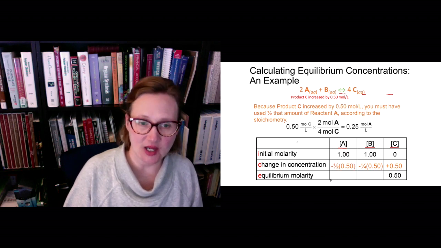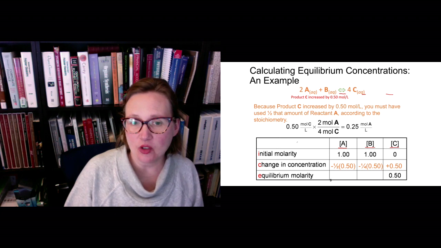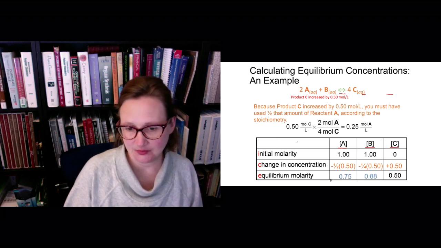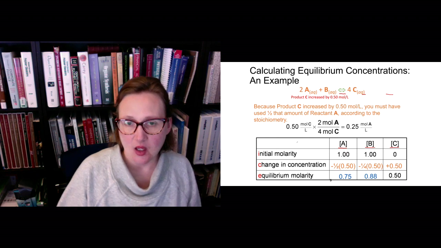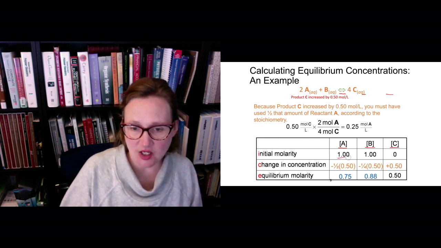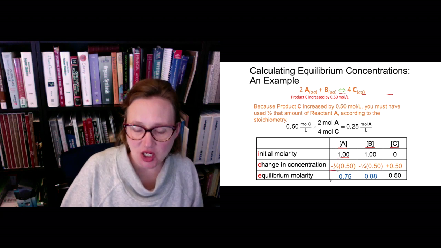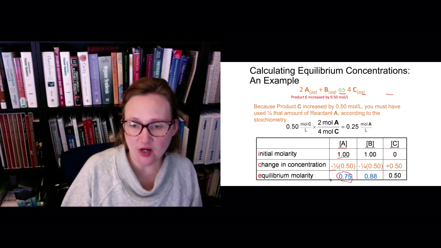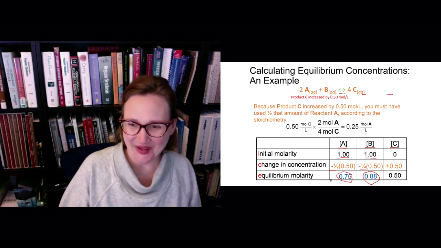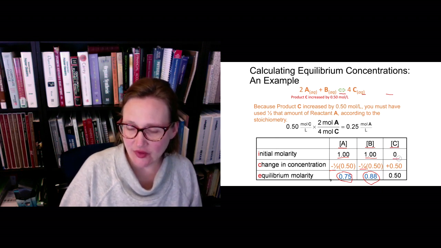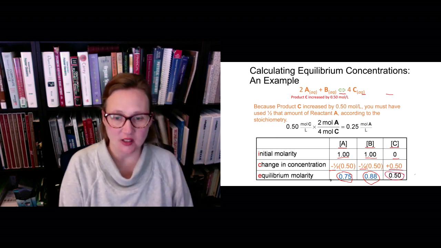All right, so then let's look at C. So if we have 0.5 molar of C and it's a 2 to 4 ratio, that means we'll end up with 0.25 moles of A. Okay, so what we've done here is we've taken our initial, subtracted the change, and we came up with 0.75 for A. And in this case, we took our initial, subtracted our change, and ended up with 0.88 of B. And here we've taken our initial, added in what the change is, and we knew that we had 0.5 molar to start with.